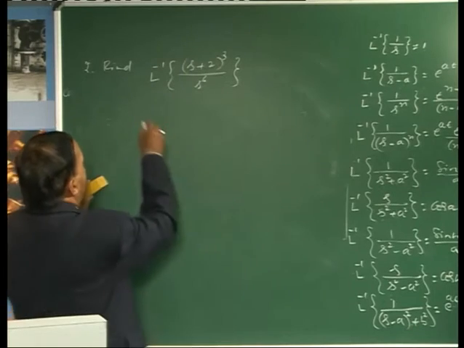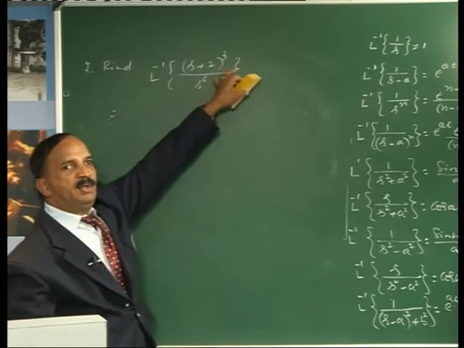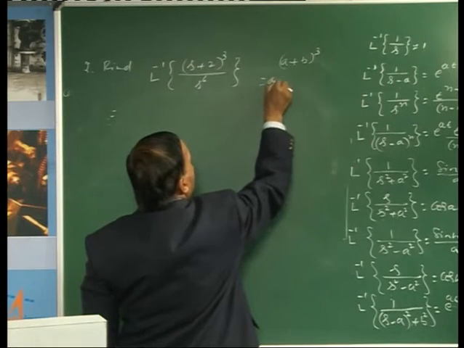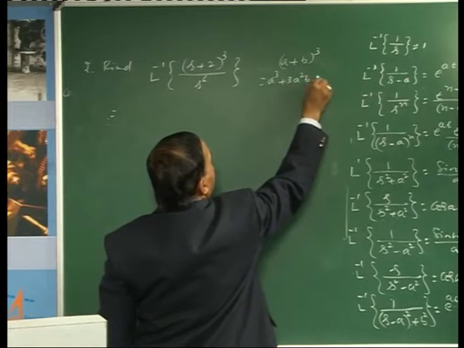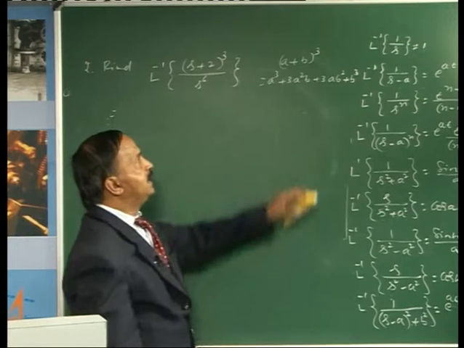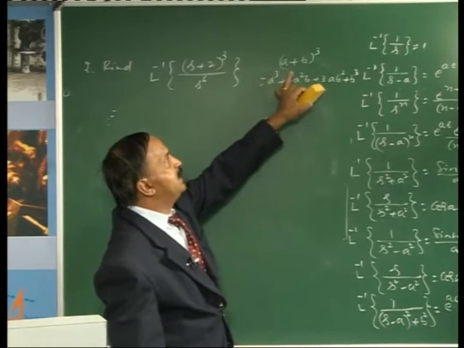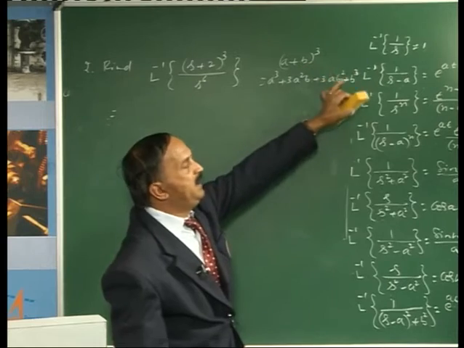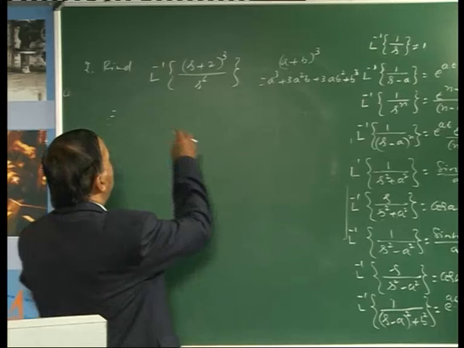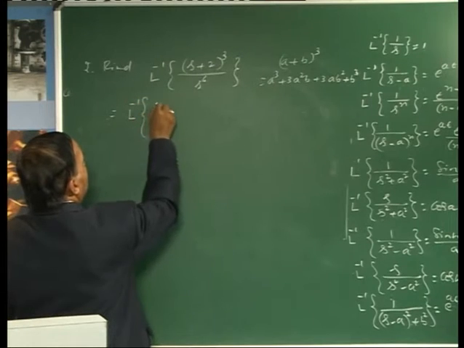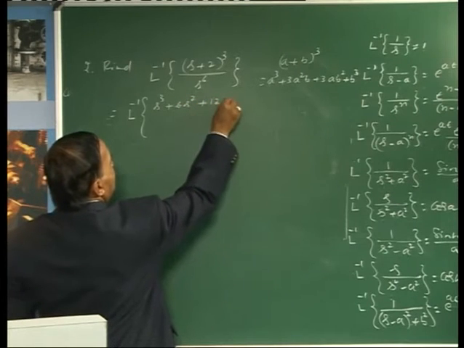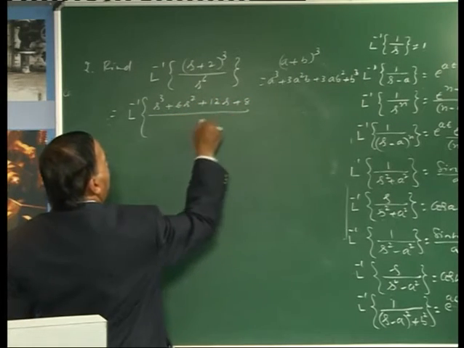That is equal to, by using the a plus b whole cube formula. So a plus b whole cube is equal to a cube plus 3 a square b plus 3 a b square plus b cube. Here put a is equal to s and b is equal to 2, use that formula. Then this becomes L inverse of s cube plus 6 s square plus 12 s plus 8 divided by s to the power of 6.